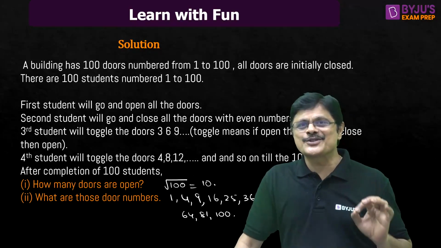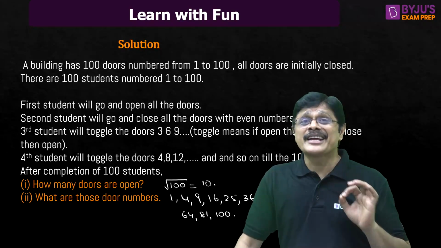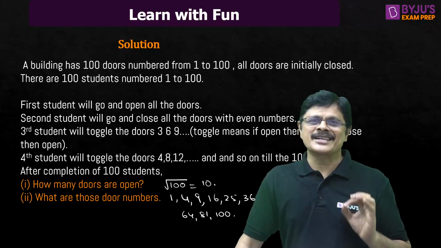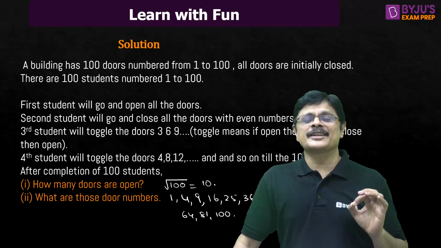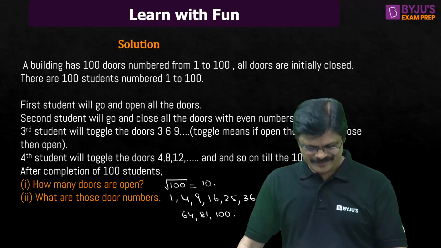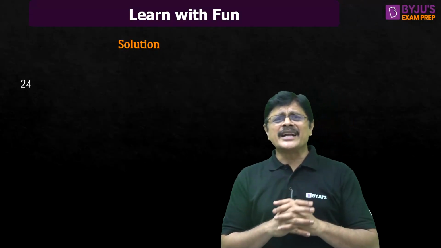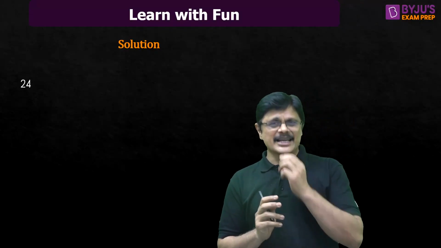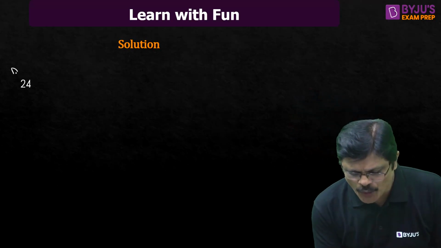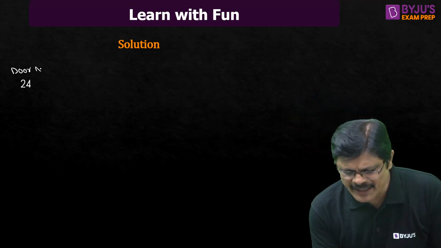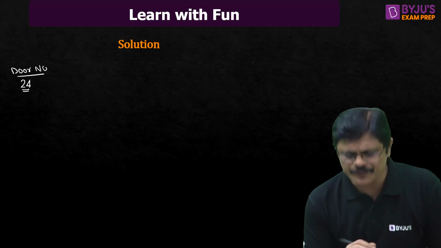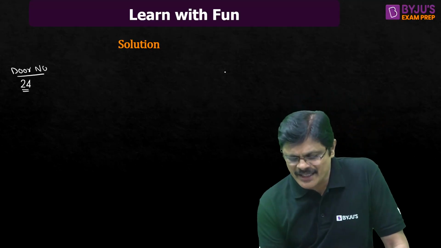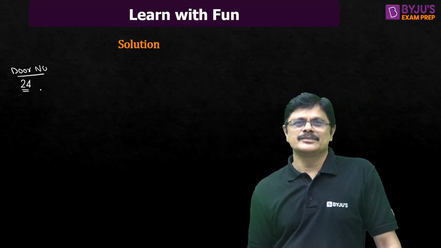I have only given the solution, but I have not given the reasoning. Now let us understand the reasoning for this particular solution. To understand the reasoning, let us consider a door whose number is 24. Consider the door number 24.